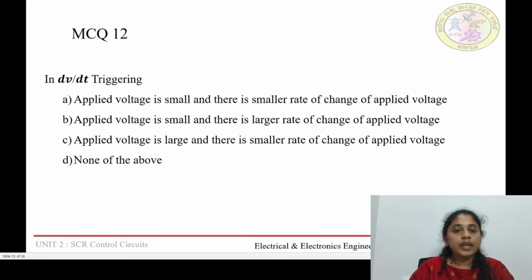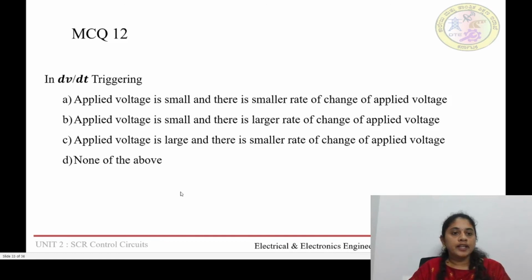Option A, applied voltage is small and there is a smaller rate of change of applied voltage. Option B, applied voltage is small and there is large rate of change of applied voltage. Option C, applied voltage is large and there is smaller rate of change of applied voltage. Option D, none of the above.